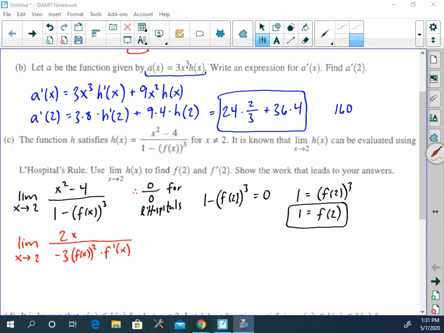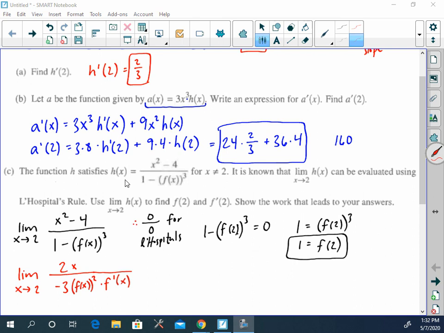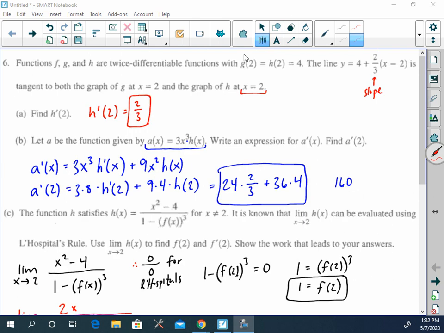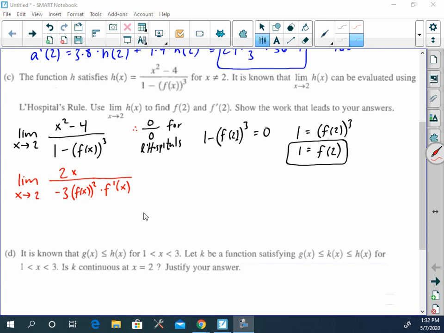Okay, and what I'm thinking here is I'm trying to figure out, okay, what does this limit equal? We're talking about the limit of h of x, and we know that h of 2 should give me 4. So because this is twice differentiable, that limit should go to 4. There shouldn't be like a weird break in the graph where the left and right hand limits are doing different things. We shouldn't have any of those type of issues. So we want this to equal 4.